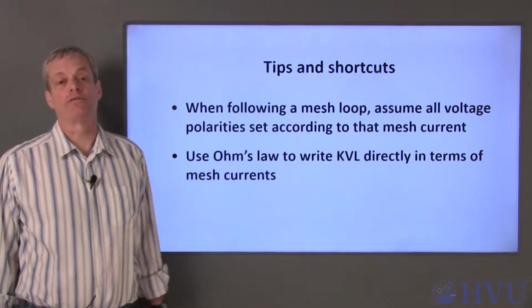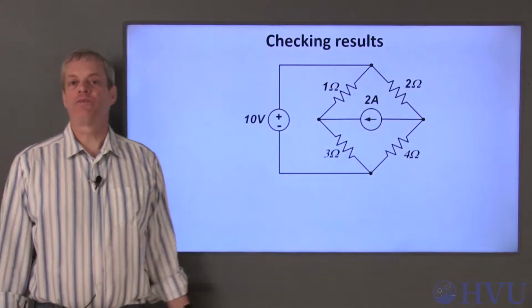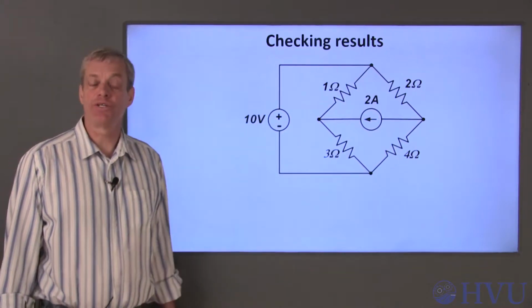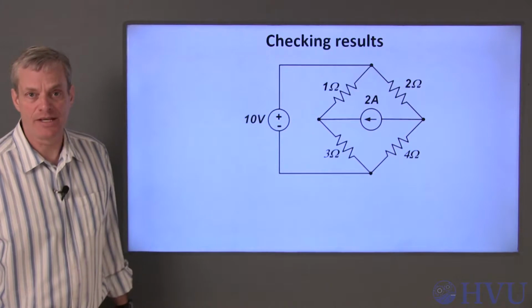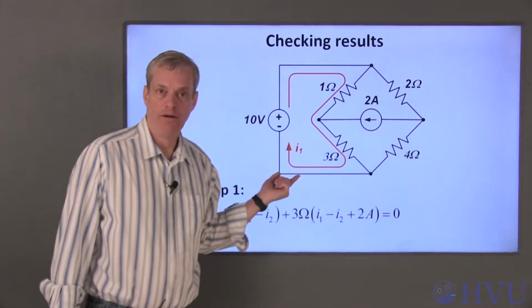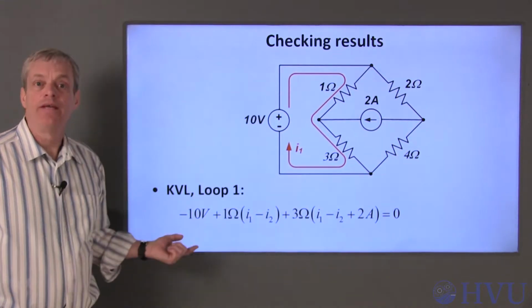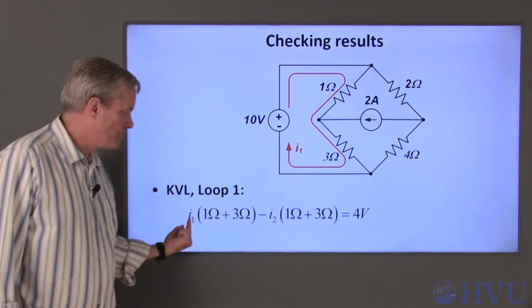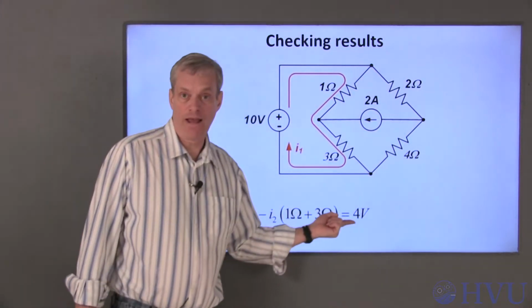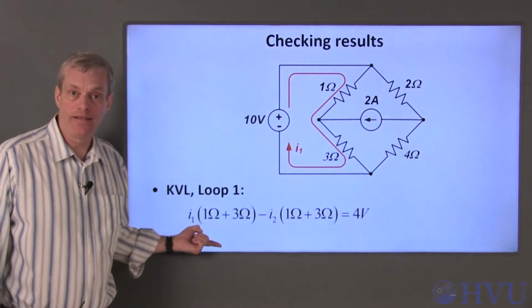As with nodal analysis, there's a pattern in the mesh equations that allows us to partially check the equations to make sure they make sense. When we did KVL around loop I1, we got this equation. If I rearrange the equation to group the I1 and I2 terms and move any constant terms to the right-hand side, the equation looks like this.